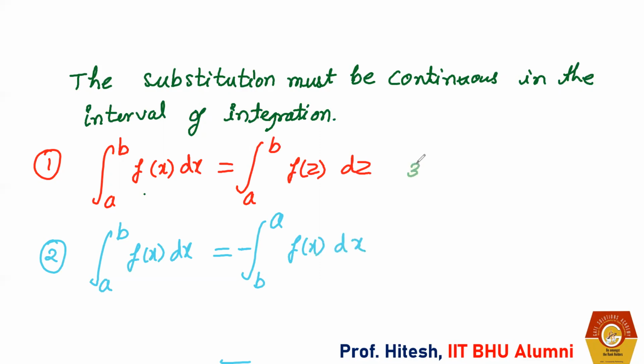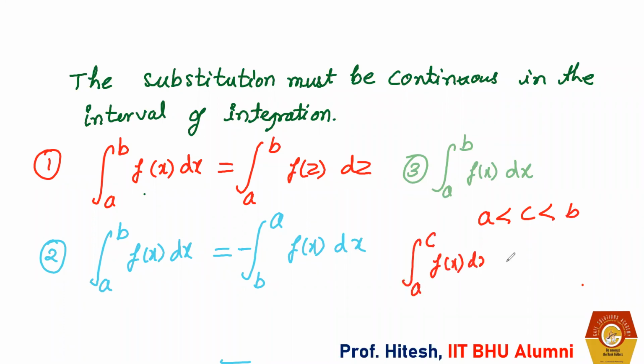Now property number 3: a to b f of x dx, and in between c is there, so we can write a to c f of x dx plus c to b f of x dx. So these two, 1 and 2, are very easy, just for understanding. Property 3 we will use to solve the question. Let me clear this.